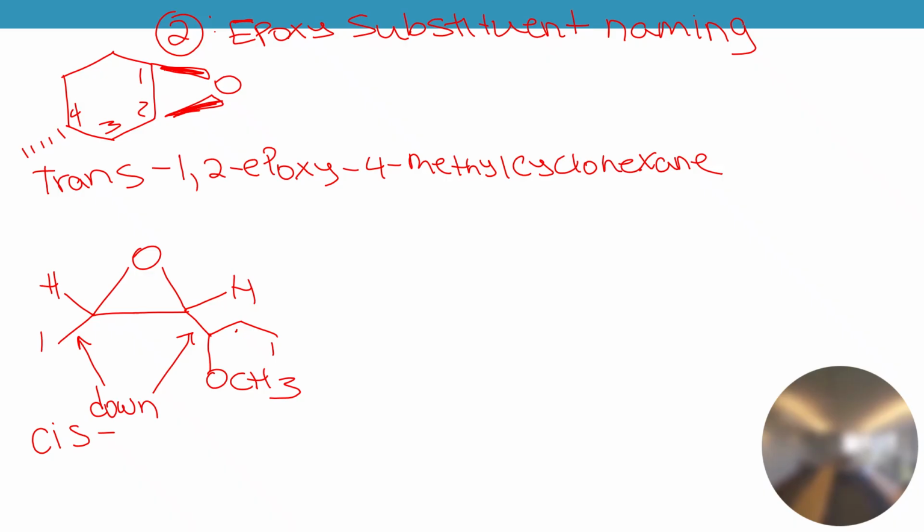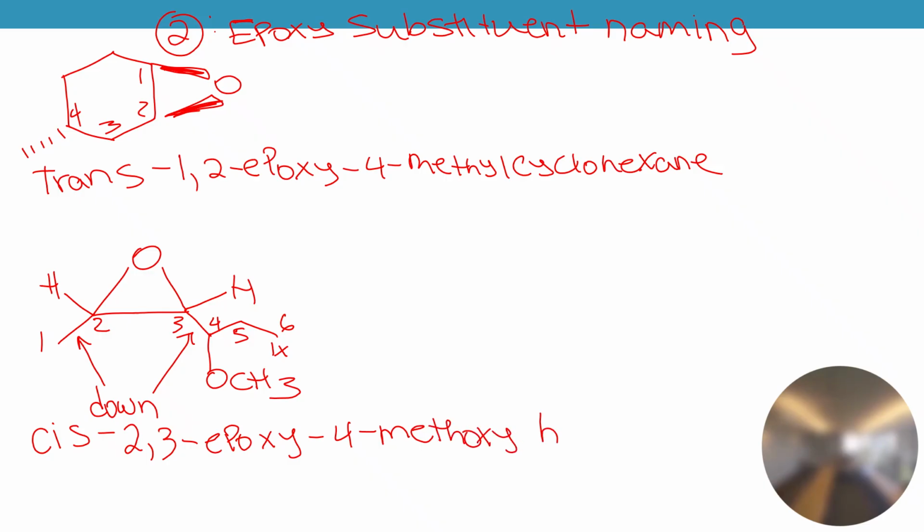So rather than numbering from this side, we're going to number from this side. 2, 3, 4, 5, 6. So we're going to give priority to the epoxy over the methoxy. So this is going to be cis 2,3. We list the epoxy first, not because of the numbering, but because of the lettering. E before M. And then 4-methoxy. No space. And then also hexane.